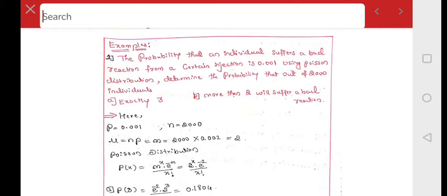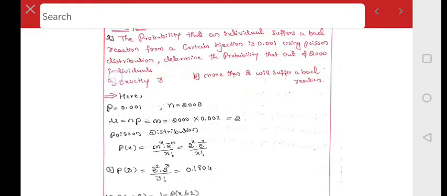Now we will try to solve some examples. The probability that an individual suffers a bad reaction from a certain injection is 0.001. Using Poisson distribution, determine the probability that out of 2000 individuals, first, exactly 3, and second, more than 2 will suffer a bad reaction.